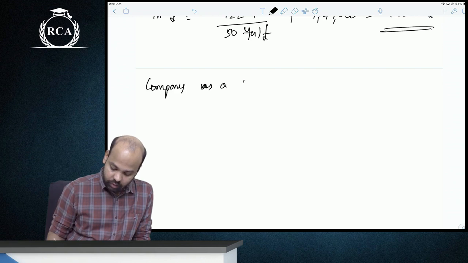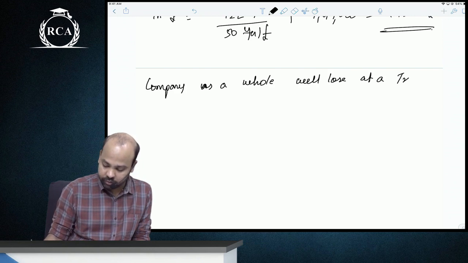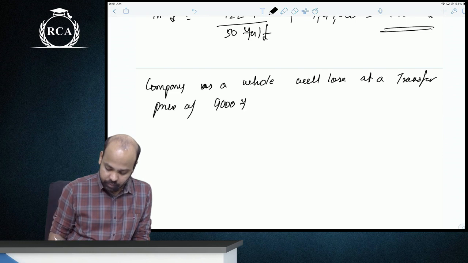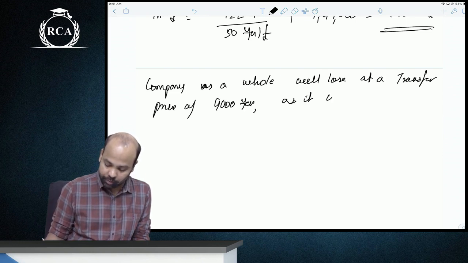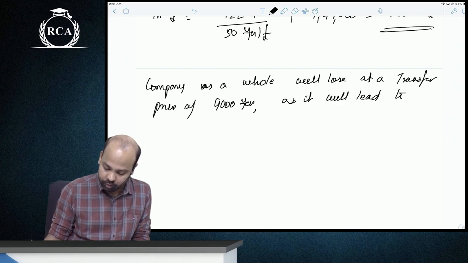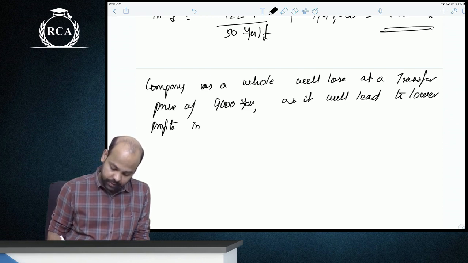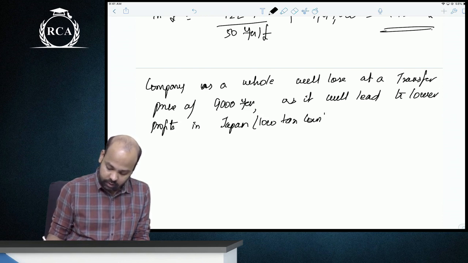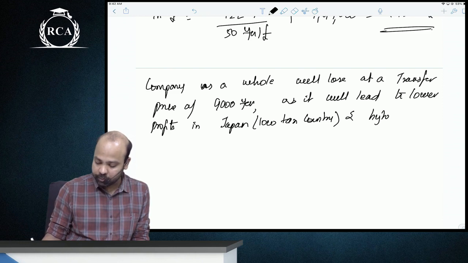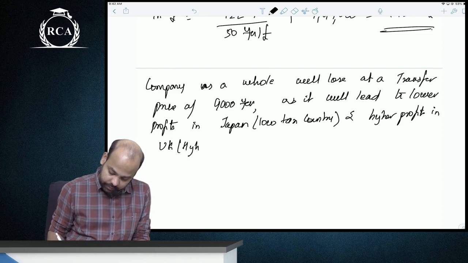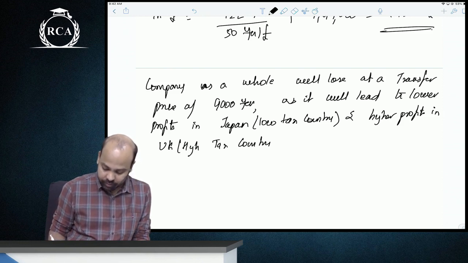The company as a whole will lose at a transfer price of 9,000 yen. Why, sir? As it will lead to lower profits in Japan, which is a low tax country, and higher profits in the UK, a high tax country. This is the overall impact, guys. Do you understand? Yes sir. Pause and copy, Beta.